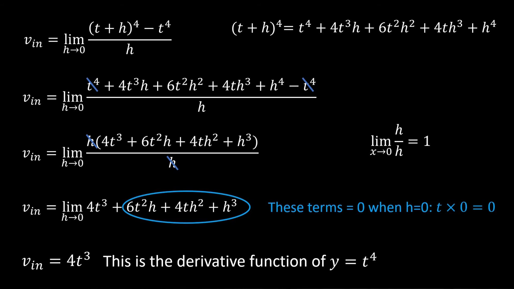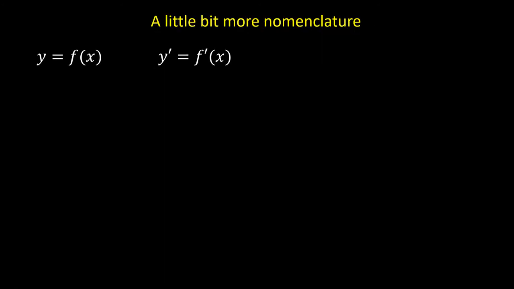Now at this point, we need some more math syntax to cover what we have just done, which is called differentiation. So we have already stated that the derivative function is just the original function with a dash in it. So we have seen that y prime equals f prime x is the derivative function of y equals f x. Yet mathematicians also write dy dx instead of y prime to express the derivative function.